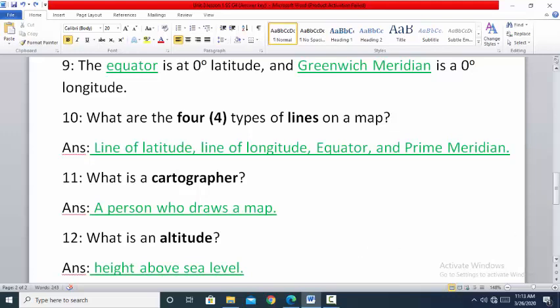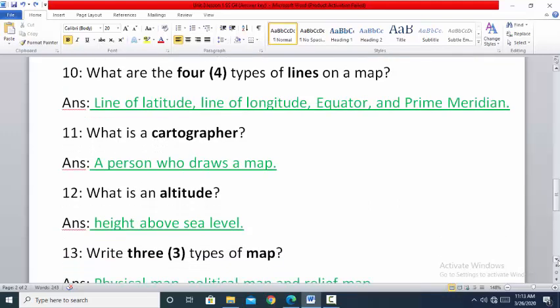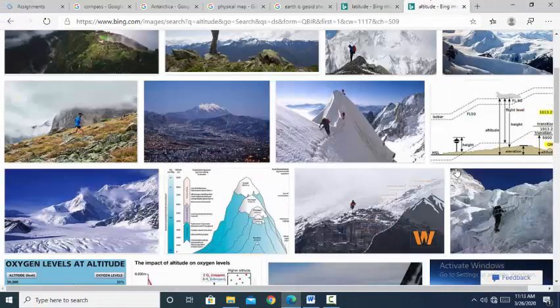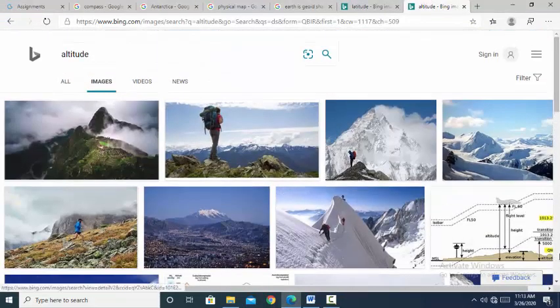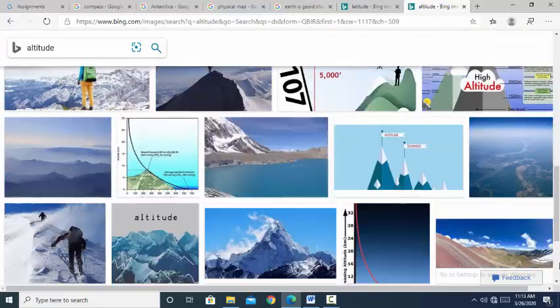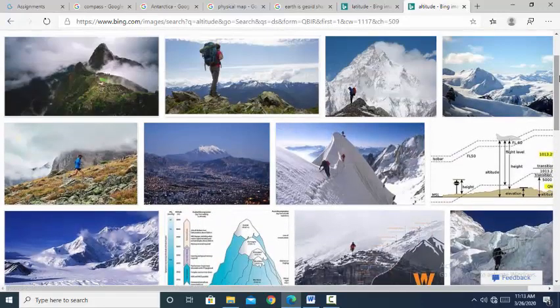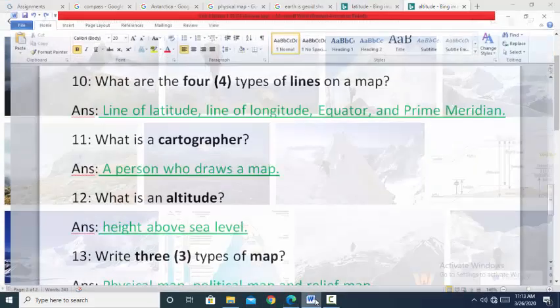What is an altitude? Altitude means height above sea level. This is what's meant by altitude. Look at that, they are so high, and this height is measured by the distance away from sea level. So what does altitude mean? It means the height above sea level. Okay, very good.